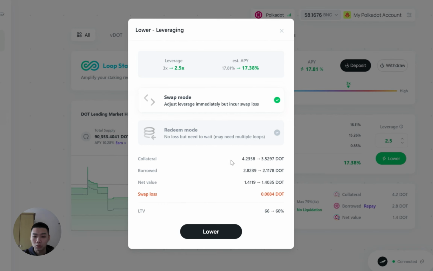It says the collateral right now is decreasing and the borrowed amount will decrease as well, and the net value of our principal will decrease because there is a swap loss. The swap loss is reflected in the slippage when we swap in a DEX, right? So the slippage will be paid from our principal. That's the reason why the net value of our principal is going down as well. And then the LTV decreases. So let's try this mode.